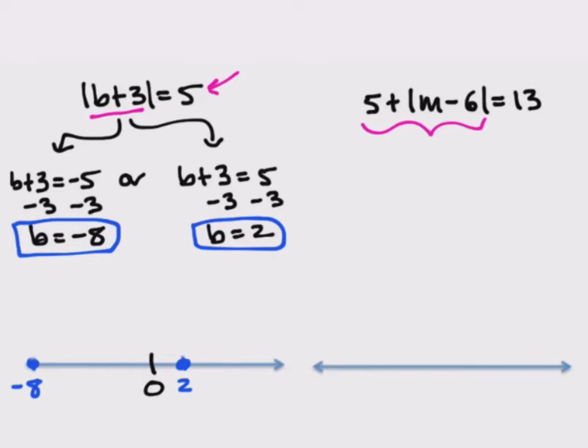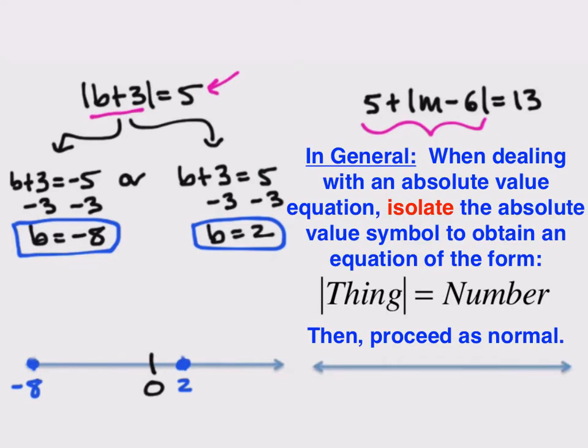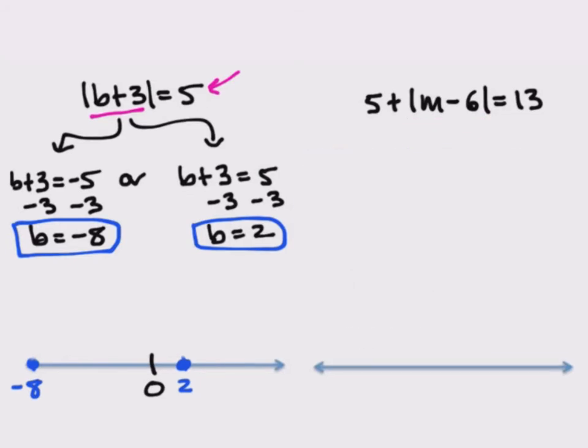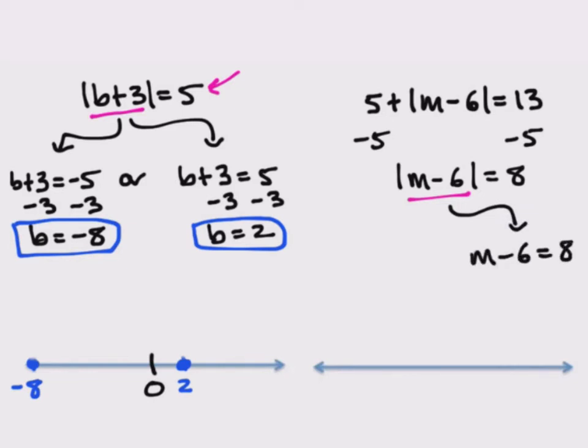Well, that's no problem at all. In general, we're going to want to isolate that absolute value so that we may split up the equation into two like we did before and proceed. So the first thing I would do here is subtract 5 to isolate this absolute value. So we end up with the absolute value of m minus 6 has to equal 8. So I don't know what m is, but I know that m minus 6, since its absolute value is 8, m minus 6 has to equal 8, or m minus 6 has to equal negative 8.